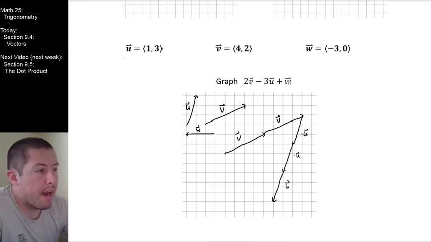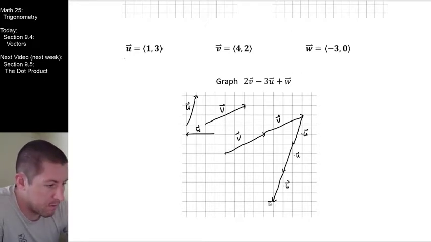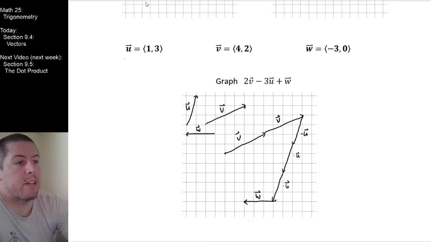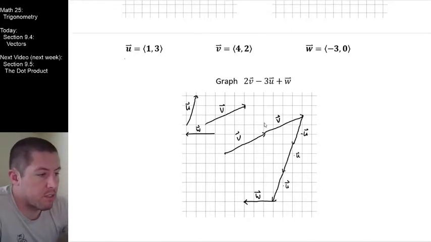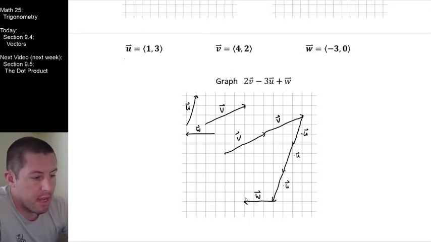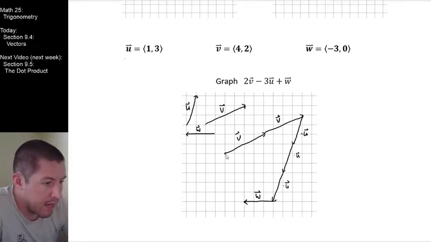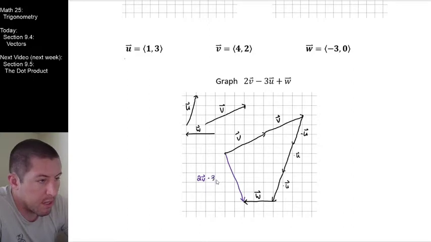Finally, I'm going to add on a W, and W says go 3 to the left. So all I've done is just tracked a whole bunch of stuff around here, right? We just did all the instruction sets, 2V's, negative 3U's, and 1W. And it looks like our total resulting vector should be whatever that guy in purple is right there. This should be our 2V minus 3U plus W.